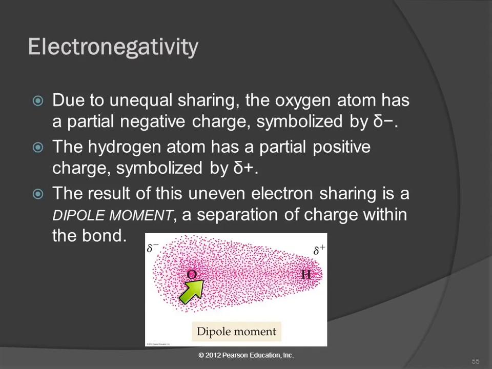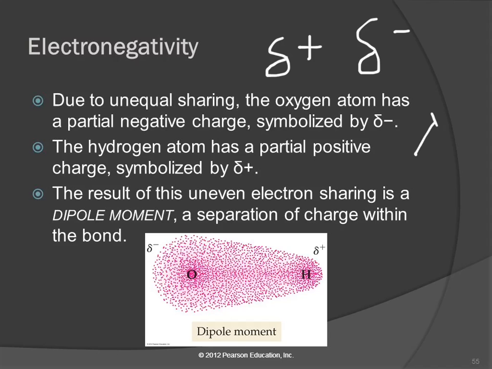This uneven sharing results in what's called a dipole moment. A dipole moment is a separation of charge. It's like the poles of the Earth: one is different than the other. So dipole, there are two poles. We symbolize these with a lowercase Greek delta. This font looks a little funny, so let's draw a better one. That would be delta minus, well, that's not very good either. And that's delta plus.